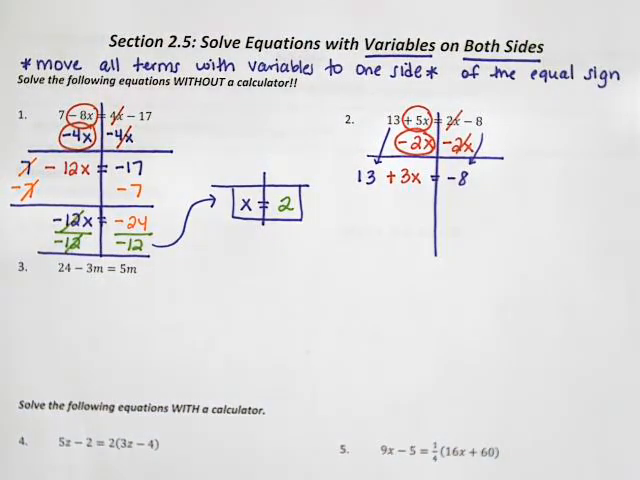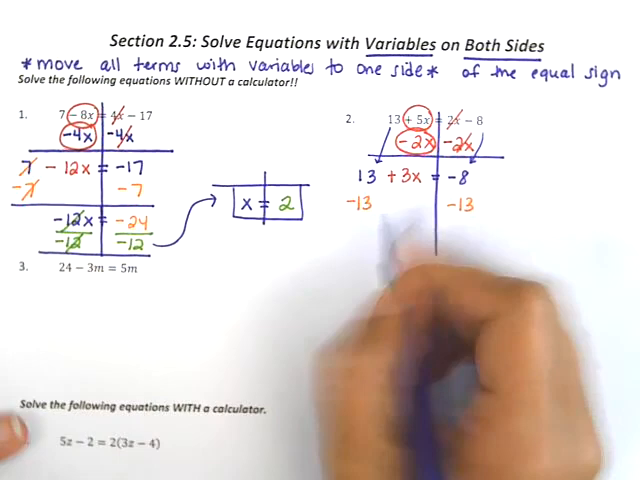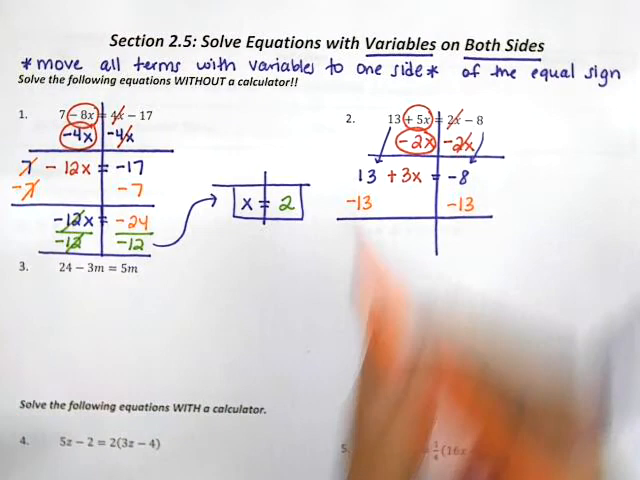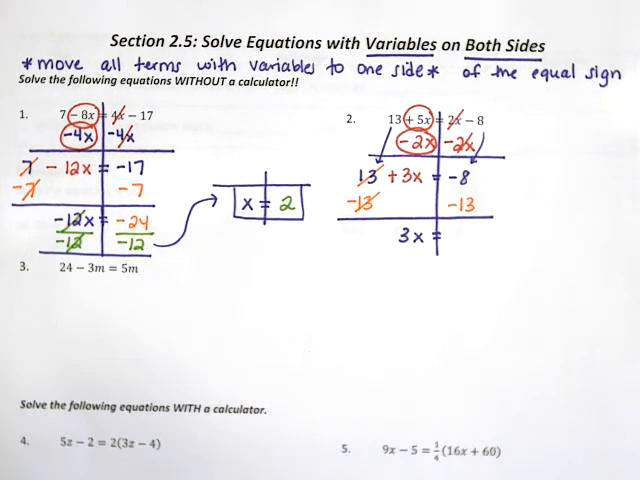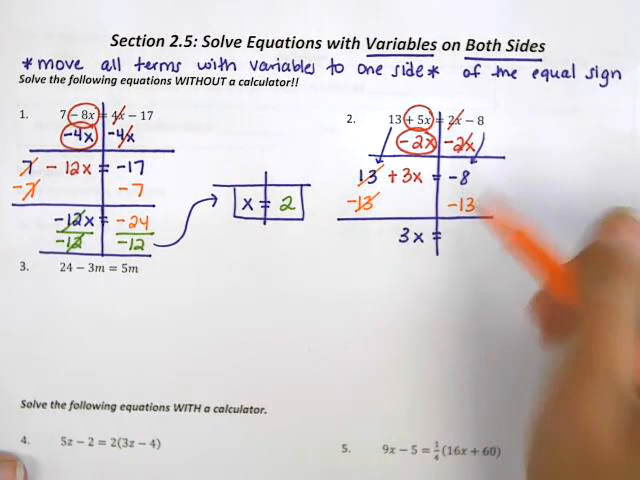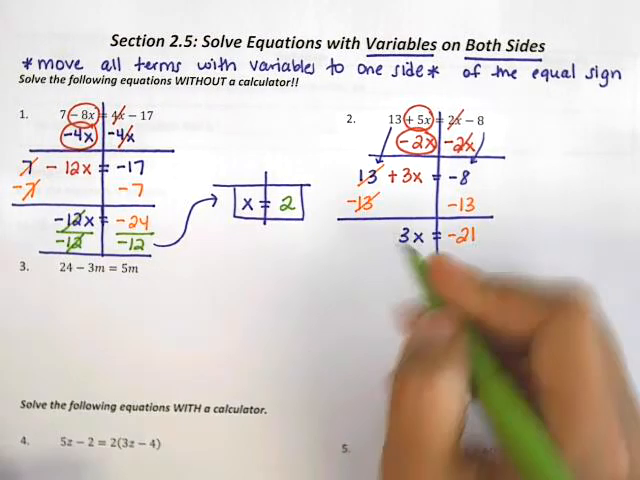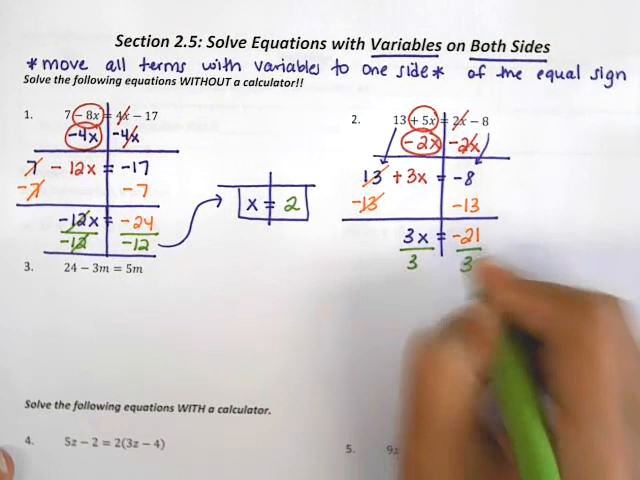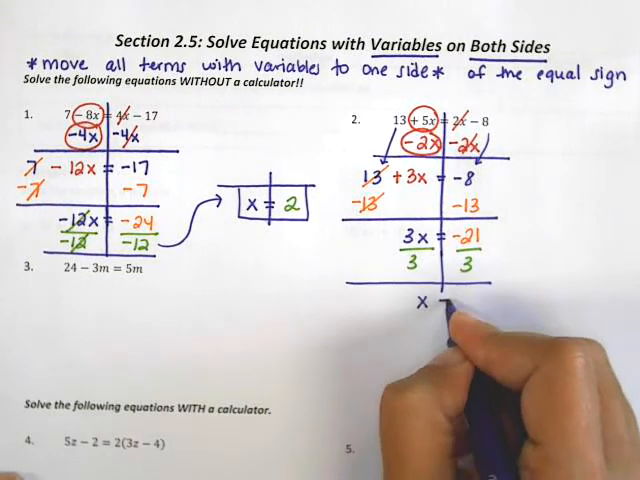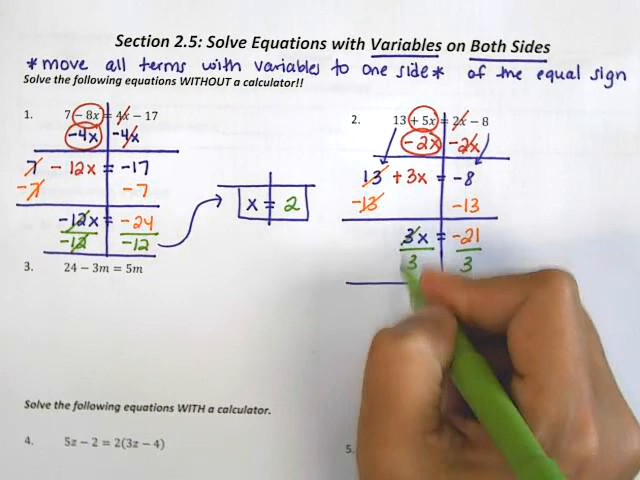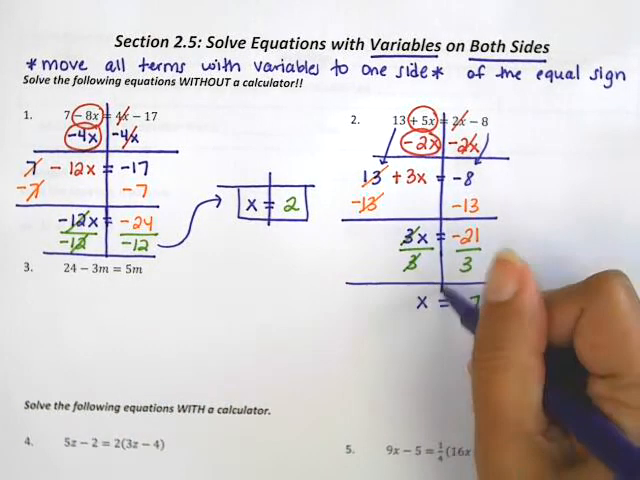Next, I'm going to subtract 13 on both sides of the equation in order to start getting x by itself. The 13s would cancel, and I would get 3x equals. Now I'm going to combine negative 8 and negative 13 and get negative 21. Last but not least, I would divide by 3 on both sides of the equation. And I would get x equals, because the 3's cancel, so I would just have x equals negative 7 as my final answer.